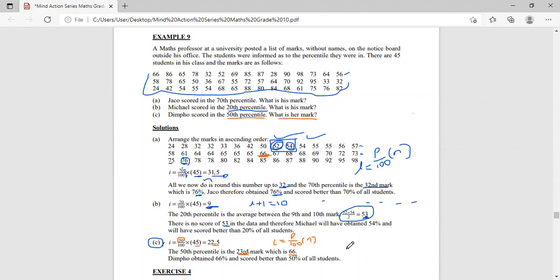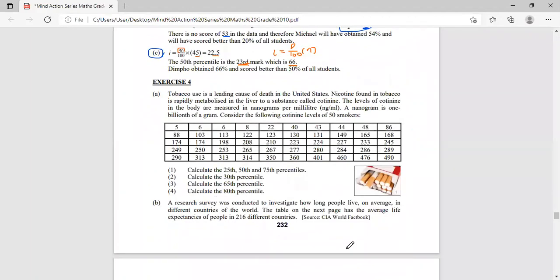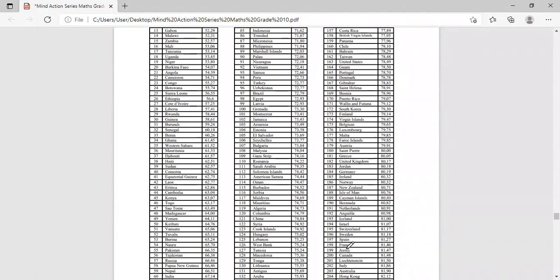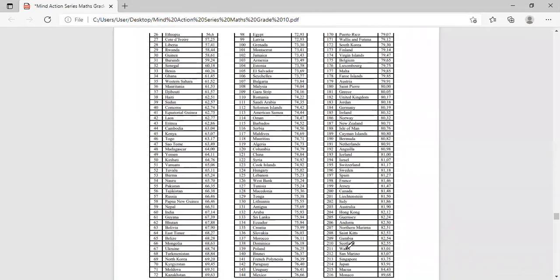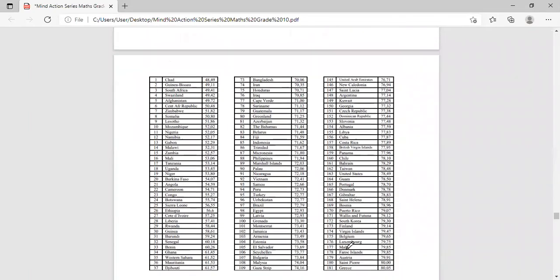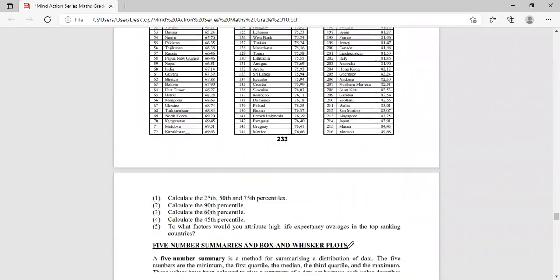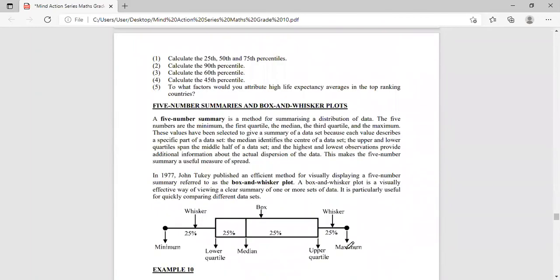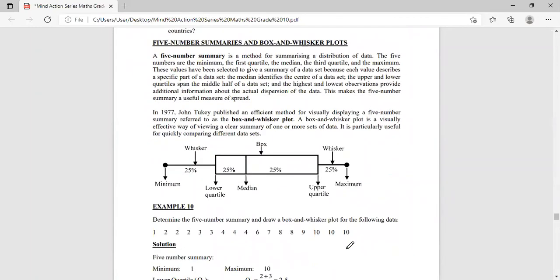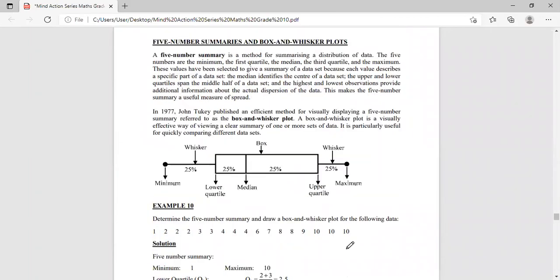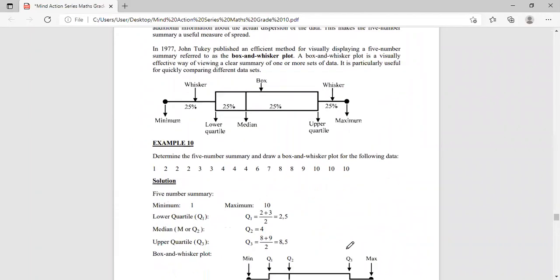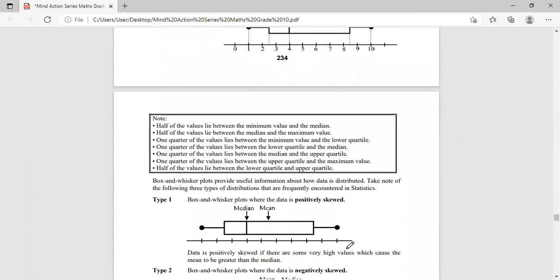Sure. So exercise 4. Look at it. Wow, so many values. So that is what we're going to do. And then tomorrow, we're going to look at the 5 number summary, box and whisker. That's what we're going to look at tomorrow.